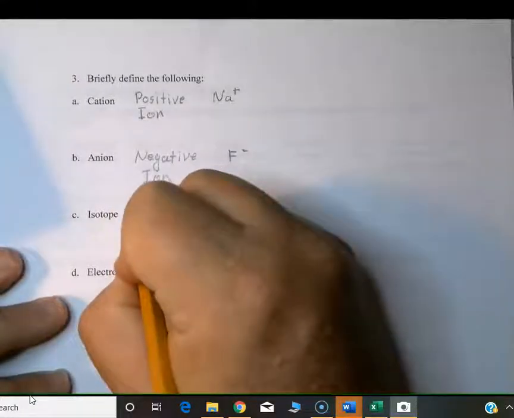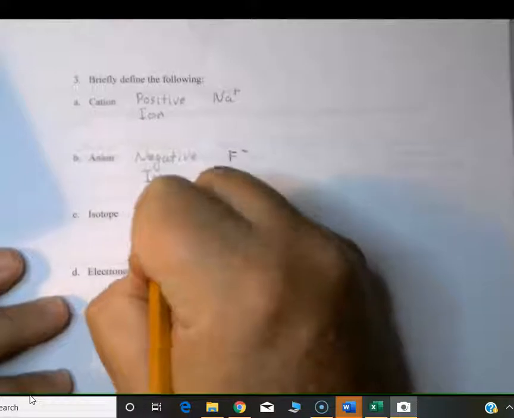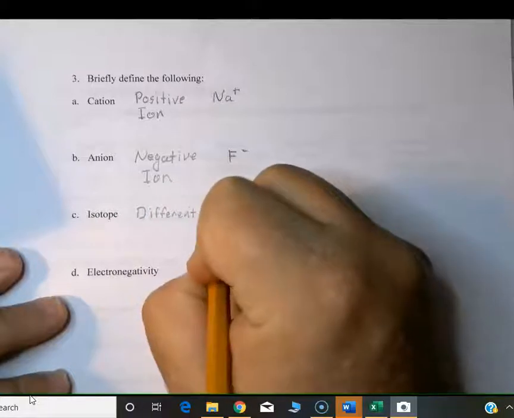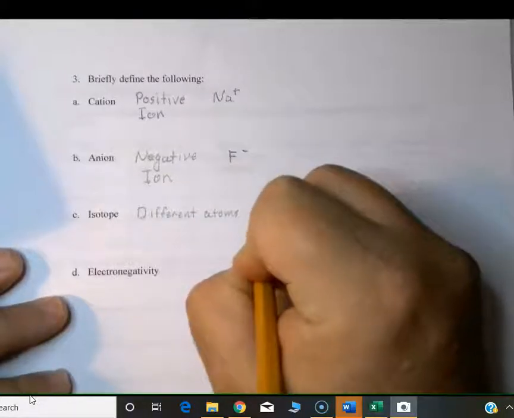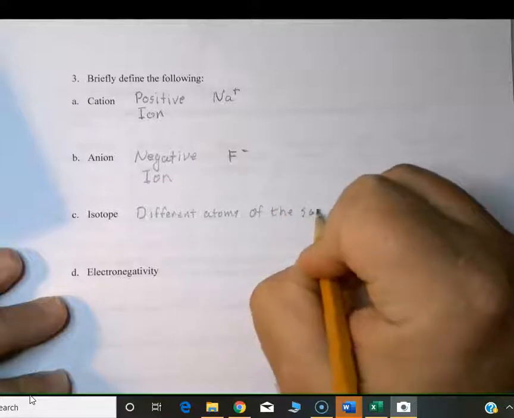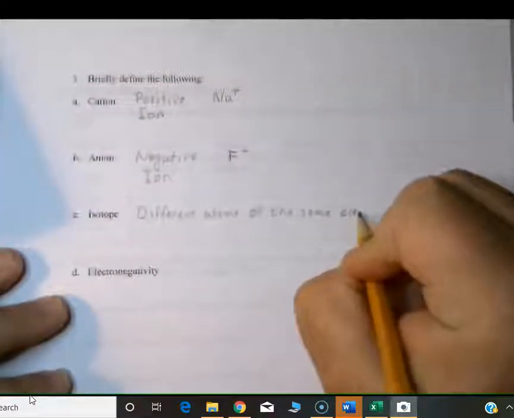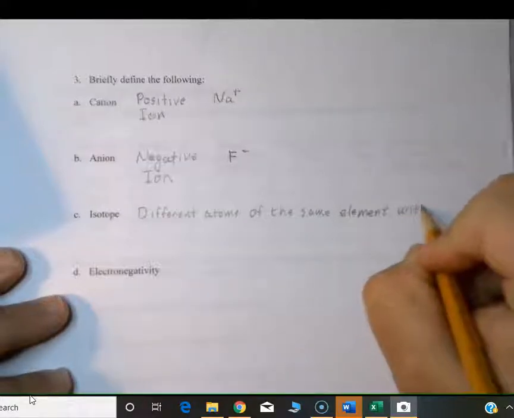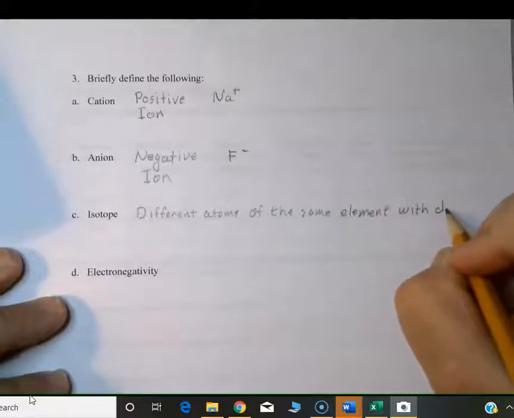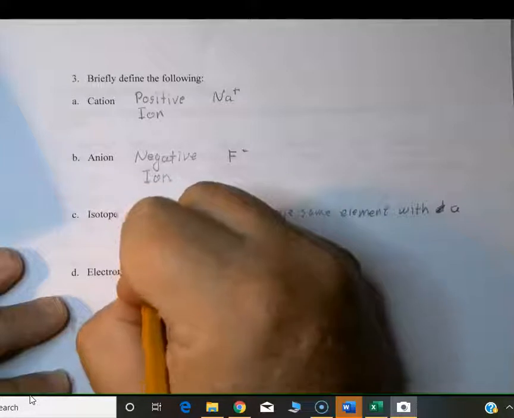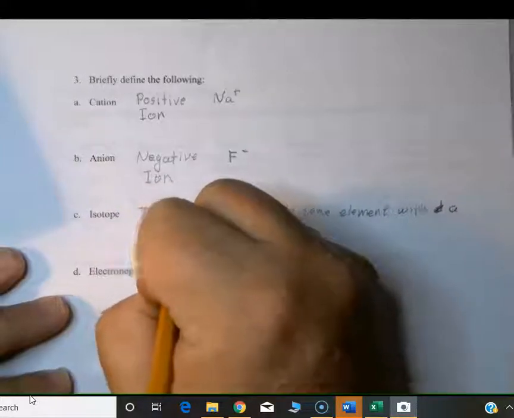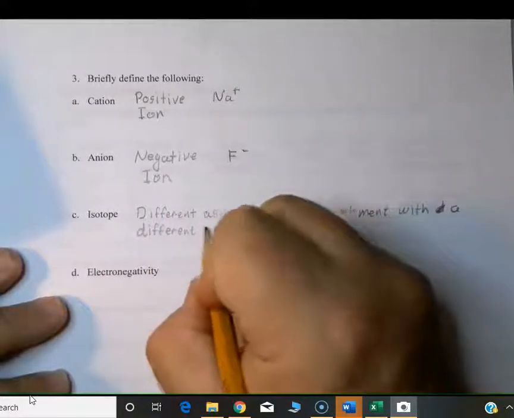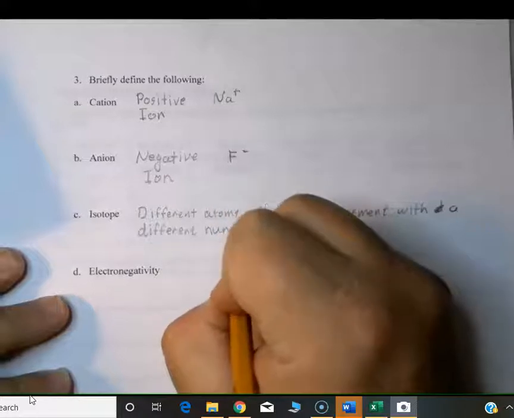Isotope is different atoms of the same element with different numbers of neutrons. So electrically charged, they're still the same, positive, negative, but they have different masses.